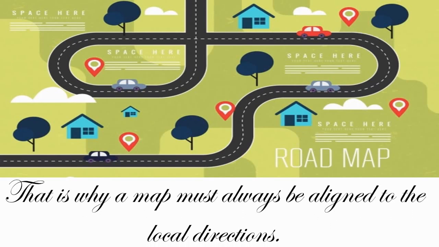That is why a map must always be aligned to local directions. Aligned means to arrange things in a straight line or so that they are parallel to something else. Students, you know that in your phone everybody has Google Map. Whichever place you want to go, you reach safely to that place by the help of Google Map.